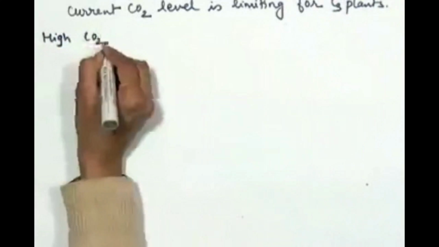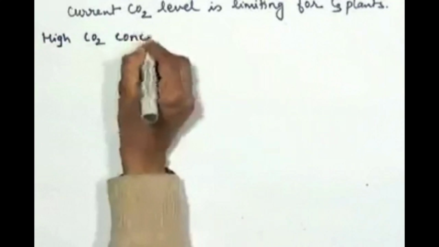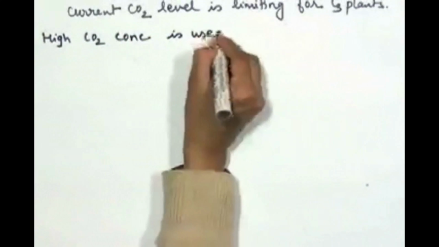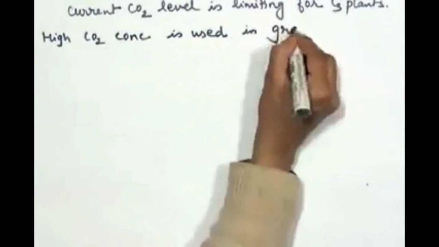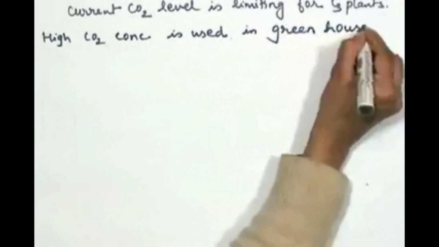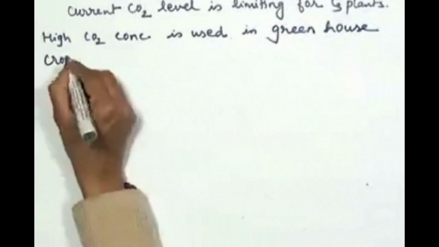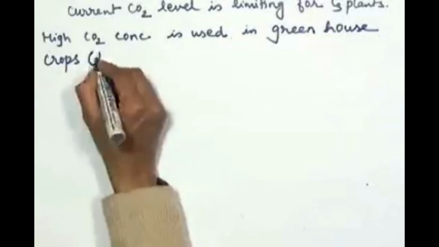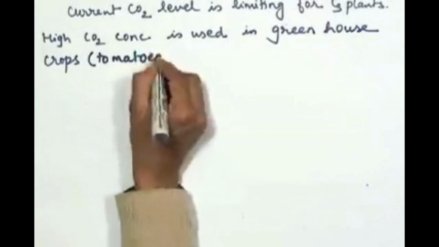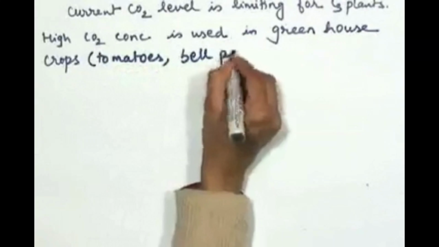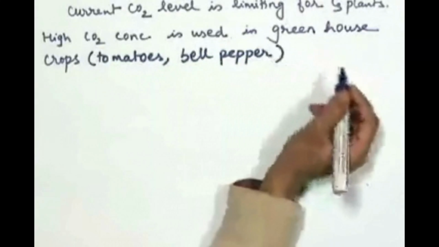High carbon dioxide concentration is used in greenhouse crops to increase their productivity, such as tomatoes, bell pepper, etc.